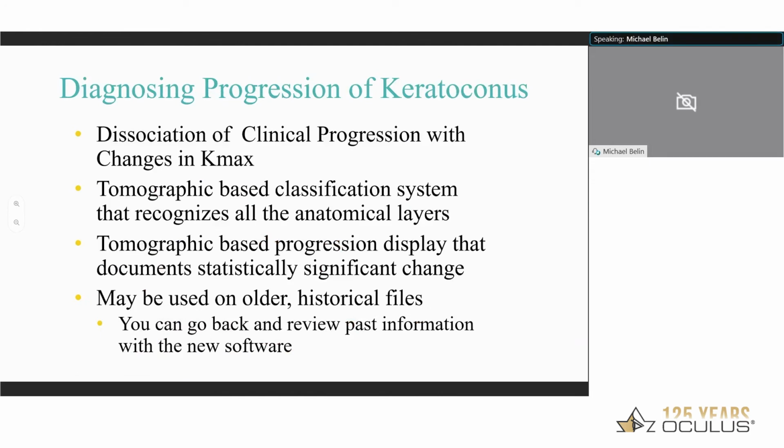So how do we diagnose progression of keratoconus? Well, we recognize that there's disassociation of clinical progression with changes in Kmax. There's now a topographic-based classification system that recognizes all the anatomical layers, and a tomographic-based progression display that documents when we have statistically significant change. And as I said earlier, this may be used actually in your older historical files, so you can go back and review past information with the new software.